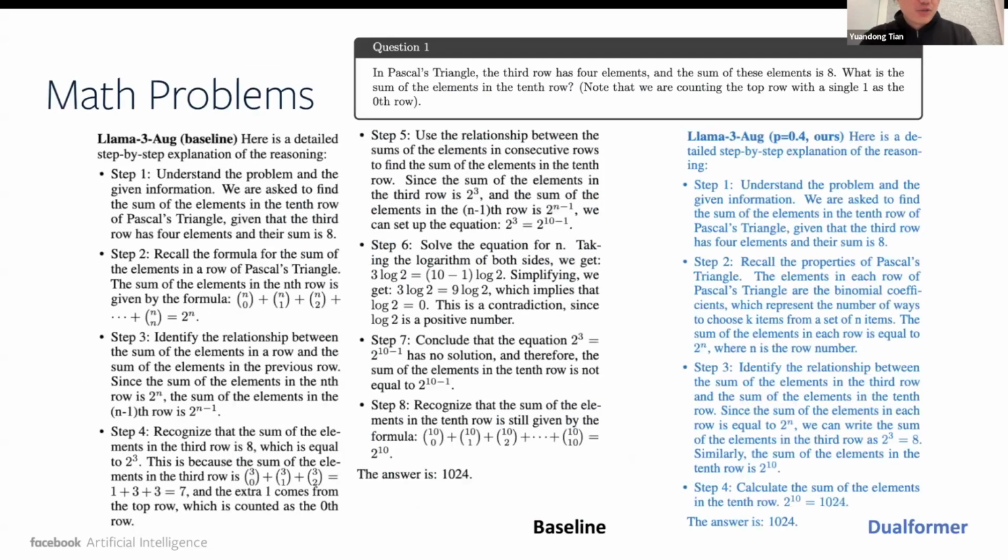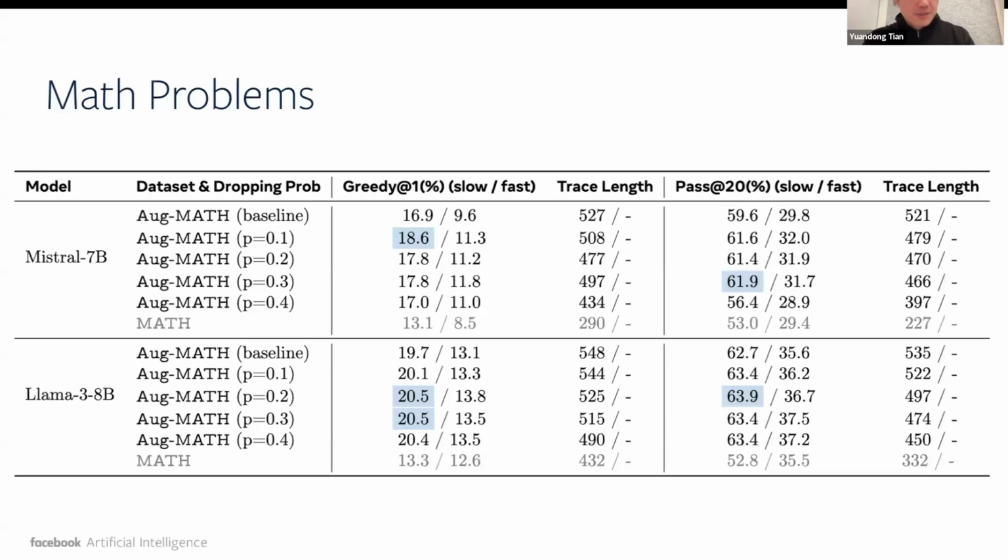We also apply the same idea to math problems. In the math problems, we start with the existing chain of thoughts, an augmented version of the chain of thoughts. We can randomly drop some of the intermediate steps, and then use that data to train models. It turned out that the final outcome of the Dualformer in these cases is shorter in terms of the CoT length. At the same time, the performance is also better by maybe a few percent.